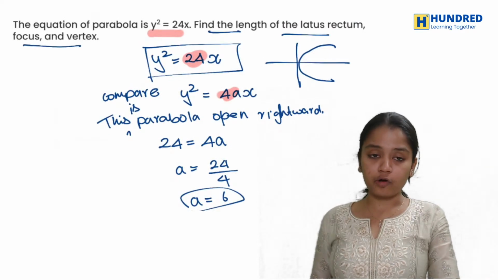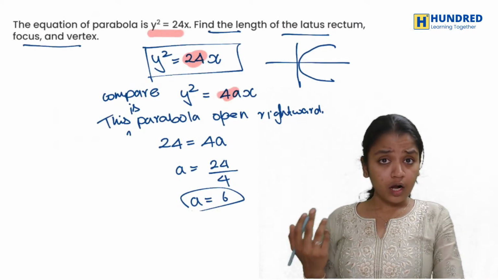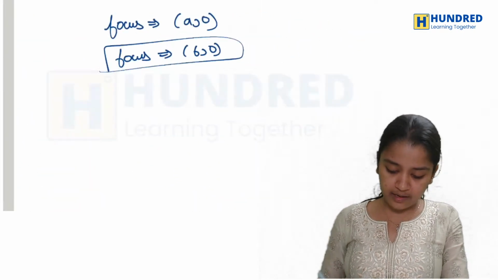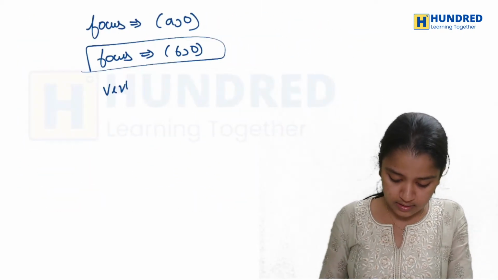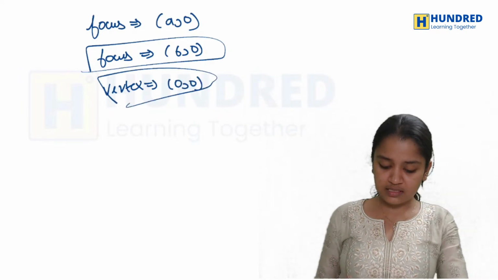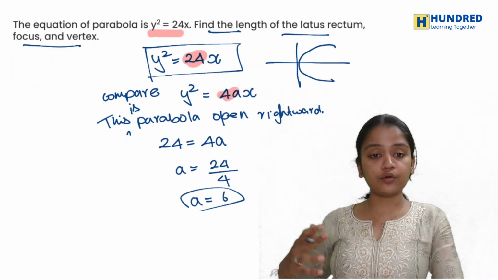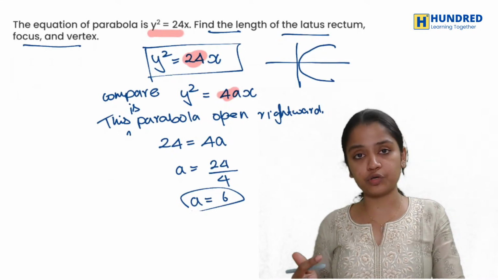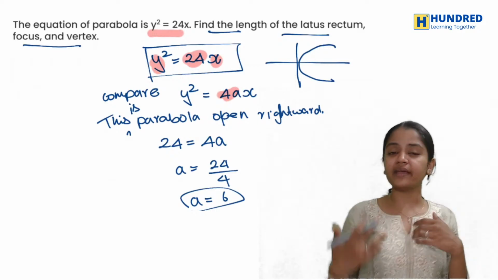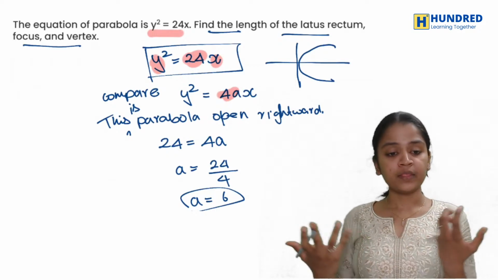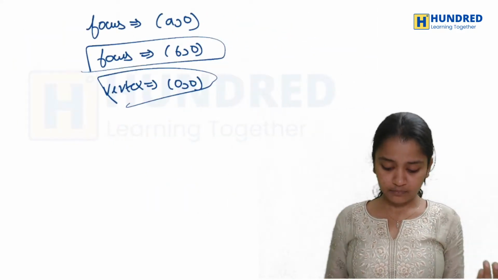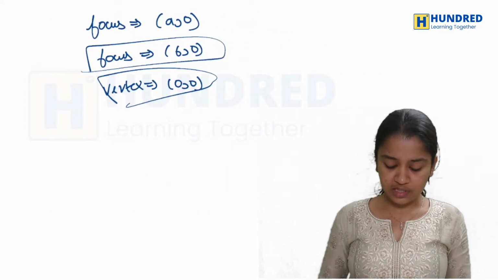And what about my h comma k? When I compare, your vertex is 0 comma 0. If you're having any vertex apart from 0 comma 0, you'll be having something here, x minus something or y minus something. But in this case we didn't have. So what can I conclude? That my vertex is 0 comma 0.